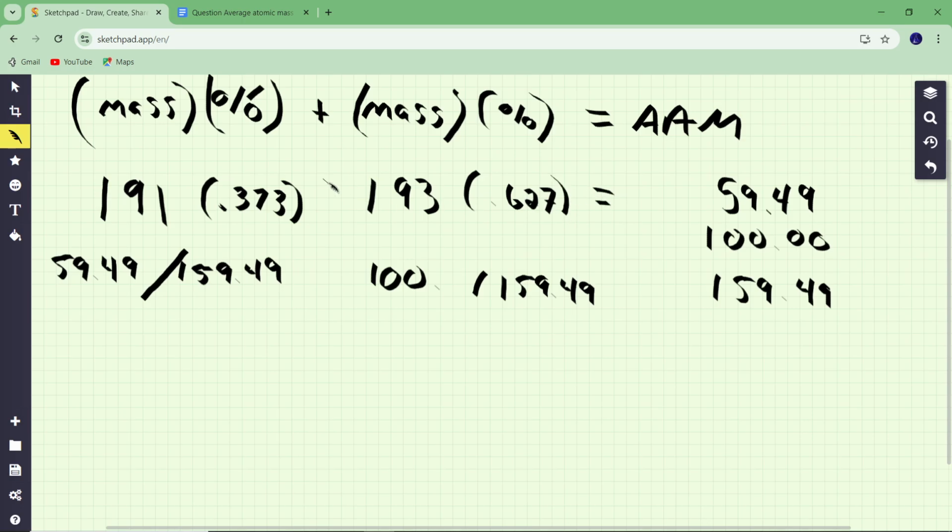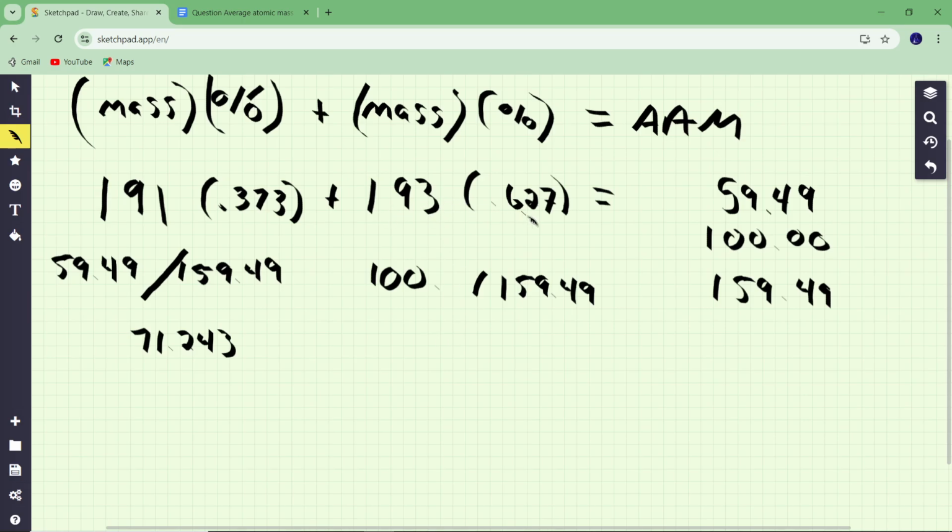Okay. And once we have this figured out, we just have to go ahead and FOIL this through. So we have to go ahead and multiply this through. 191 times 0.373 is going to give us a number of 71.243. And this is the mass that's coming from the 191.